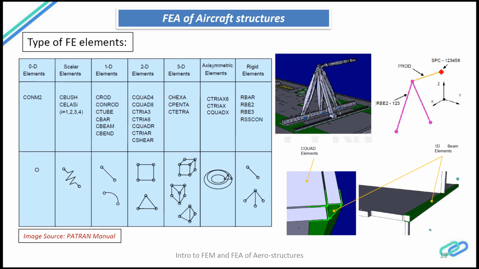So similarly, we have some scalar elements. What do you mean by scalar elements? It is between two coincident nodes. You have to create two nodes at the same location and then model the spring element.